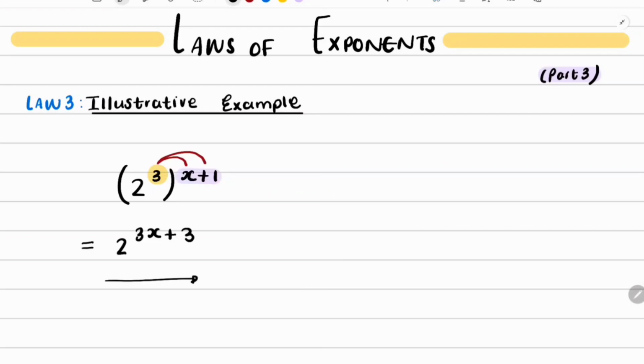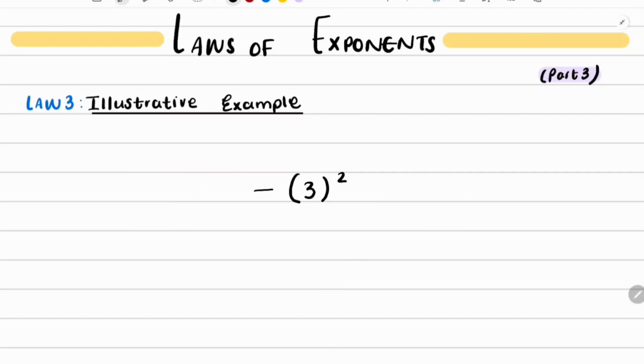Please take note that this expression could have also been expressed like this. In this case, we have the 2 to the power of 3, but that exponent of 3 is being multiplied by x plus 1. So it would still be the same situation where we would have to leave the base, and we're going to have 3 multiplied by x, and that gives you 3x, and 3 multiplied by positive 1, which gives you a positive 3. So we will still distribute this 3 into this binomial.